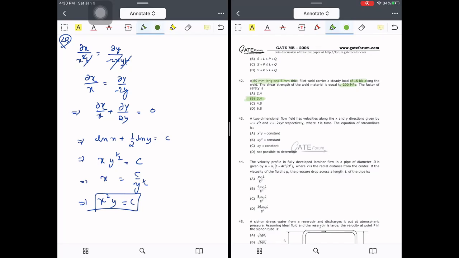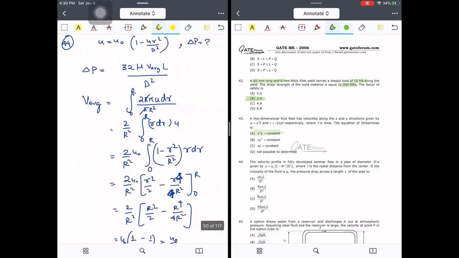Okay, so question number 43, let us see. A two-dimensional flow field has a velocity along x and y direction given by u is equal to x square t, v is equal to minus 2xyt respectively, where t is in time. Equation of streamline, I think many times we have solved it. Equation of streamline will be dx by u is equal to dy by v, that is, the x component of the velocity and y component of velocity. Just put the formula and we'll get the answer as x square y is equal to constant.